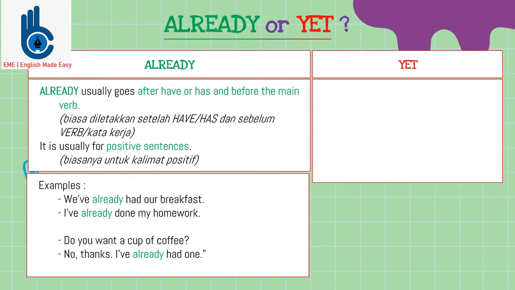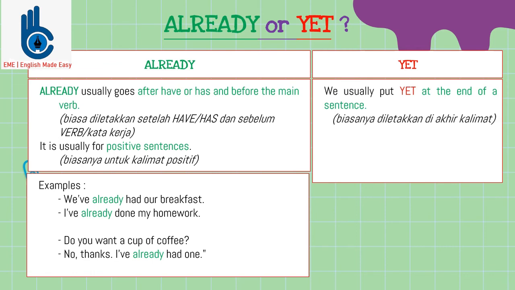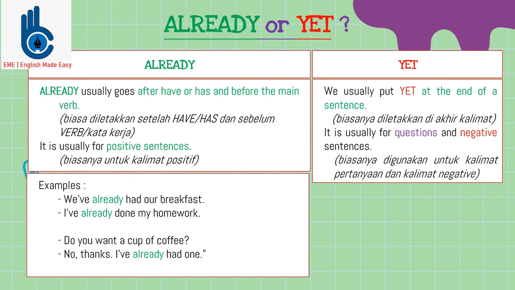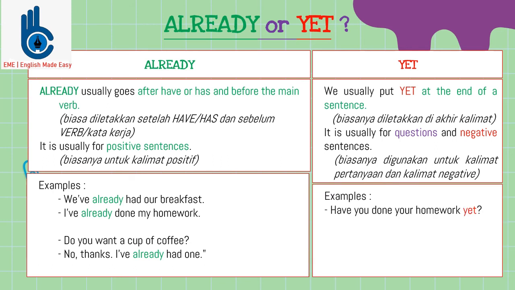Next, the word yet. Yet is usually put at the end of a sentence. Biasa diletakkan di akhir kalimat. It is usually used for questions and negative sentences. Biasa dipakai untuk kalimat tanya dan kalimat negatif. For example, have you done your homework yet? Not yet. Atau bisa juga menjawab kalimat lengkap dengan mengatakan, I haven't done my homework yet.